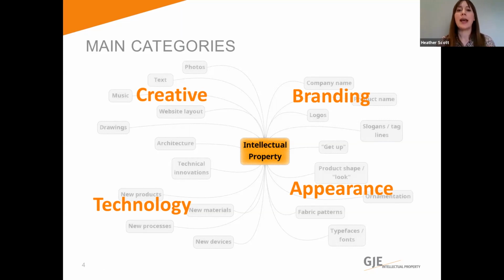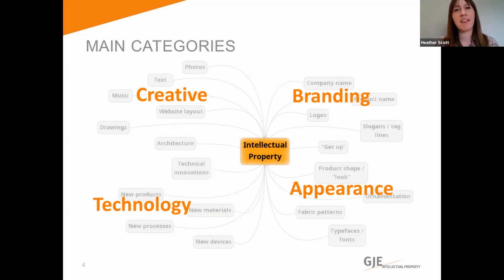So IP as a whole includes some wildly different things. But as I've already emphasized, one thing that's in common with all of them is that they hold value. They are valuable to their creators. And intellectual property rights exist to protect that value. And they do that by enabling the owner to assert their ownership of the IP in question and to prevent it being appropriated by anyone else.